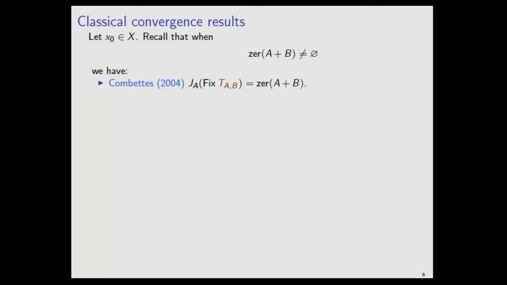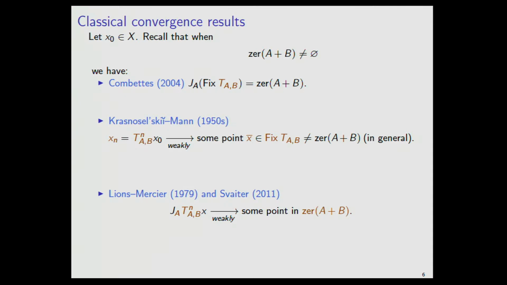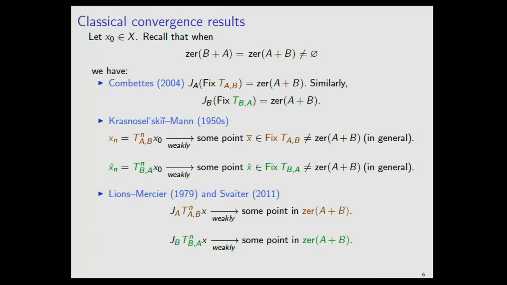And then we have the dynamic results, the sequential results, so sequences. We iterate T. The Krasnoselskii-Mann iteration would guarantee that we converge weakly to a fixed point, not necessarily the zero that we are looking for, and therefore we need the so-called shadow sequence. That sequence will converge weakly to the zero that we are looking for. Now, A plus B is the same as B plus A, so all these results can be flipped in the other order, and we get another operator, T_BA. We get another limit, possibly different, in the governing sequence and the shadow sequence.